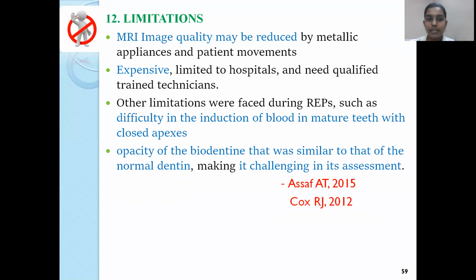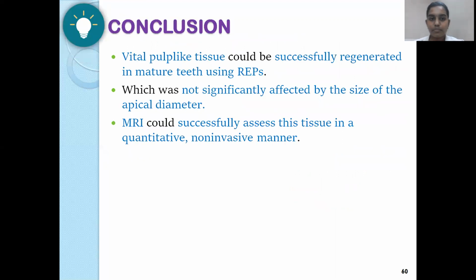Certain limitations of the study were that MRI image quality may be reduced by metallic appliances and patient movements. The procedure is expensive, limited to hospitals, and needs qualified, trained technicians. Other limitations were faced during regenerative procedures, such as difficulty in induction of blood in mature teeth with closed apexes, and opacity of the Biodentine that was similar to that of the normal dentine, making assessment challenging, by Asaf et al. and Cox et al.